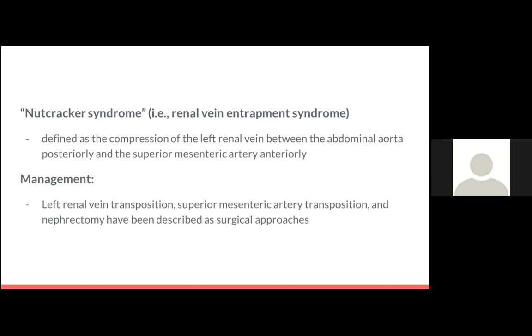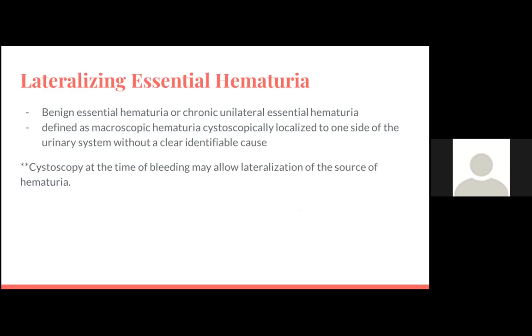For lateralizing essential hematuria, also called benign essential hematuria or chronic unilateral essential hematuria, it's defined as a macroscopic hematuria cystoscopically localized to one side of the urinary system without a clear identifiable cause. Cystoscopy at the time of the bleeding may allow lateralization and source of hematuria.